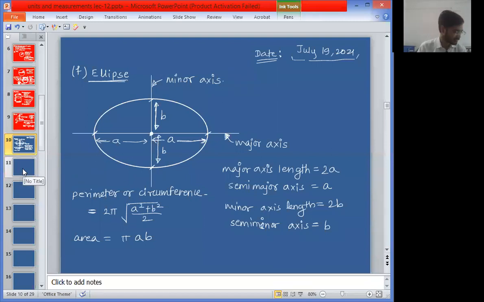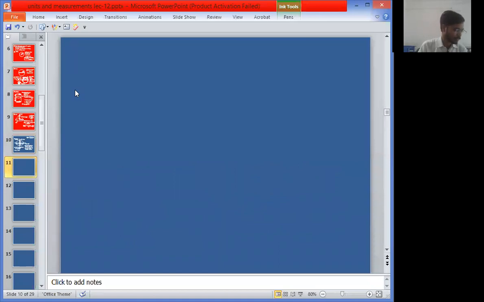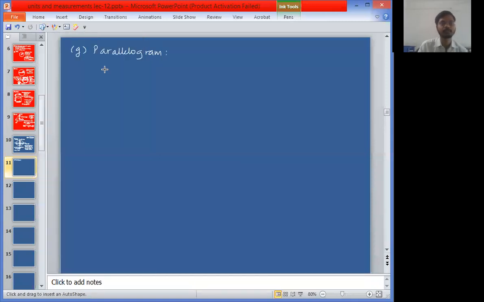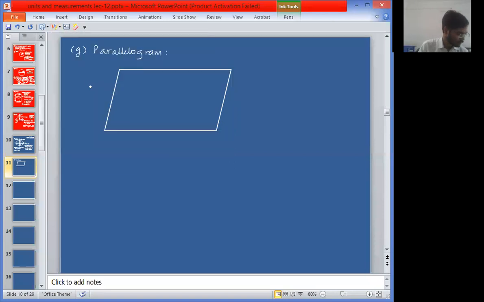Chalo. Next. Next point I want to know. Parallelogram. Write down. Next shape is parallelogram. Let me draw the shape. Where is the parallelogram? Here it is. That's our parallelogram. Now side lengths are A and B. This side length is given as A. This side length is given as B.